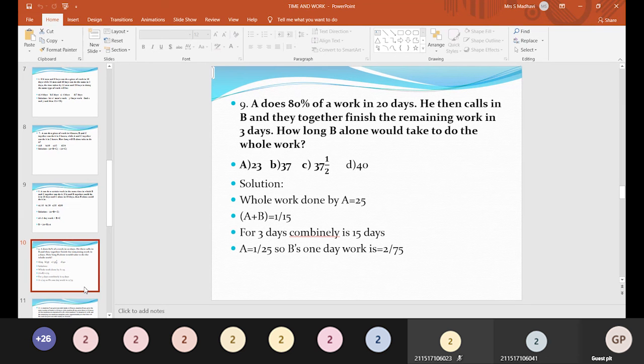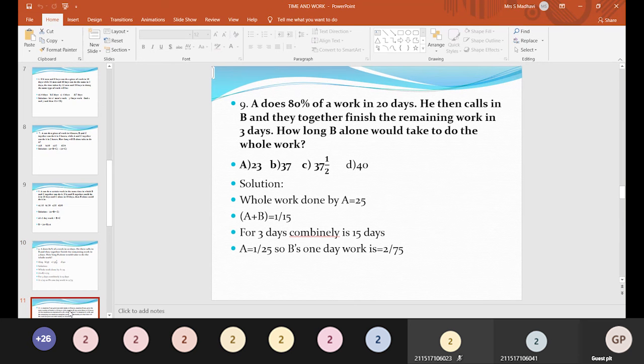Now B alone can do it in number of days means we have to take the reciprocal. Then it is 75 by 2, which converted into a mixed fraction is 37 1 by 2 days. So here B alone can do the whole work in 37 1 by 2 days. Your option C is the right answer.